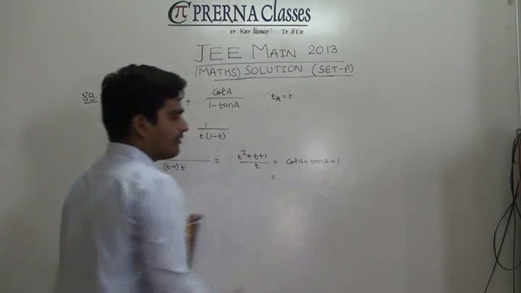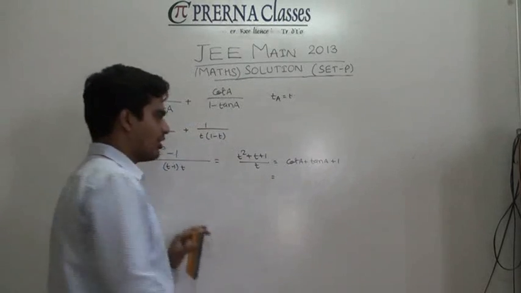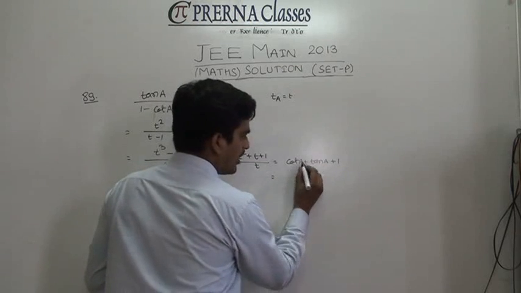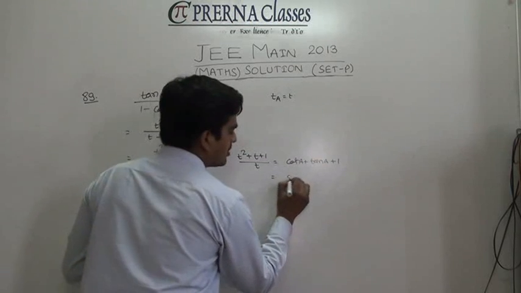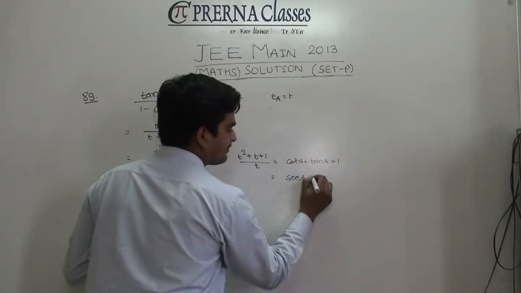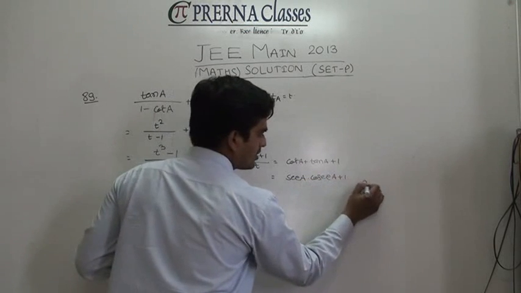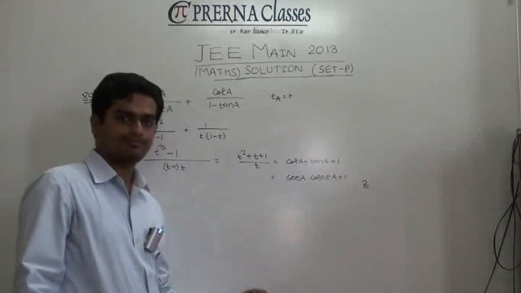And if we convert this and this into sine and cos, and if you simplify the matter, you can check this quantity is going to give you 1 by sine A cos A, which is what is the second option of the problem.